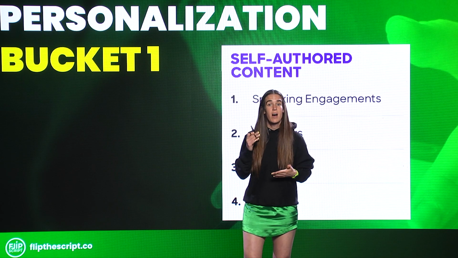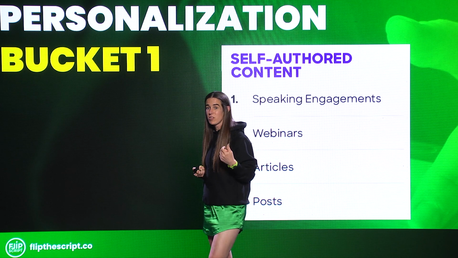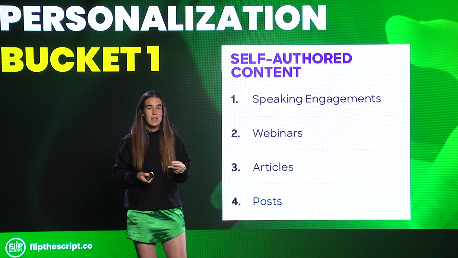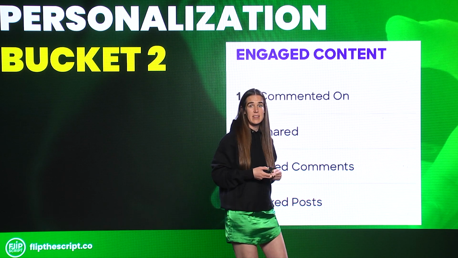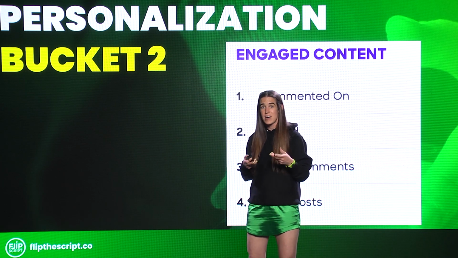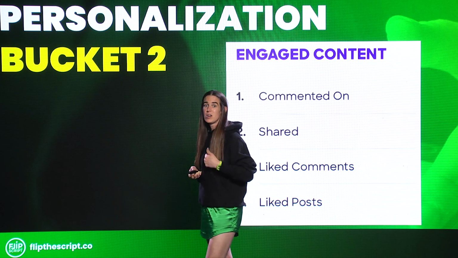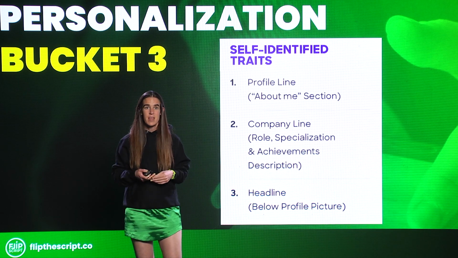email case scenario. So personalization bucket one, I'm going to be very brief here. If you want to know more, go into the personalization point, I do an entire episode on this. But content that the prospects have self-authored is going to be the first bucket: speaking engagements, webinars, article posts. Bucket number 2 is going to be anything that they commented on but didn't actually author themselves: commented on, shared, or liked posts.